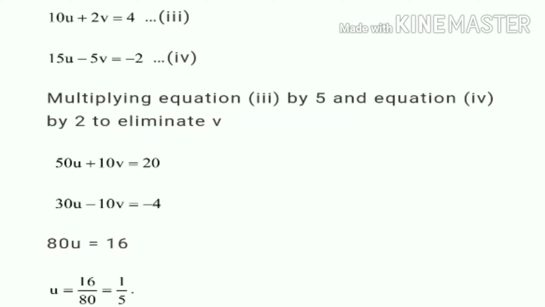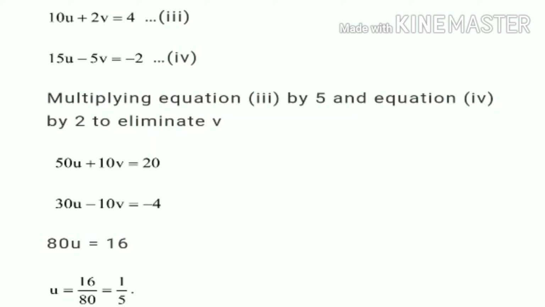But what is the problem? Coefficients are not equal, so we are going to make the coefficients equal. So multiplying equation third by 5 and equation fourth by 2, to eliminate v. When the third equation is multiplied by 5, 10 fives are 50u and 5 twos are 10v is equal to 5 fours are 20. Then second equation multiplied by 2: 15 twos are 30u minus 5 twos are 10v is equal to 2 twos are 4, minus 4, that is.